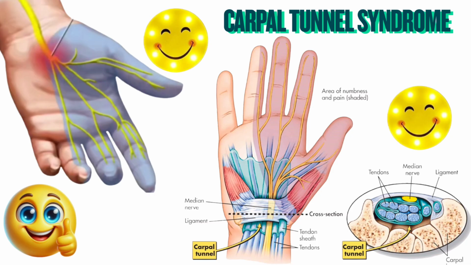First, a 40-year-old typist complains of nighttime numbness in the thumb and index finger for 3 months. There's no weakness, and examination is normal. This is an early and reversible stage. Night splinting, ergonomic correction, and avoiding repetitive strain are advised. Within weeks, her symptoms settle completely.